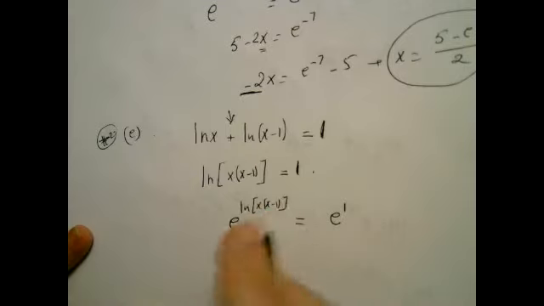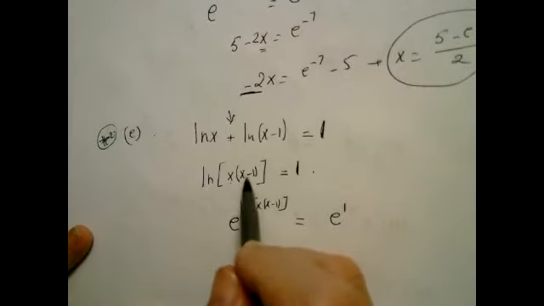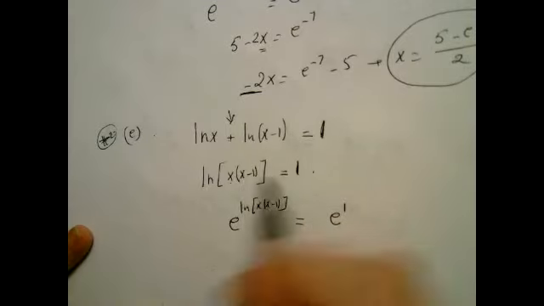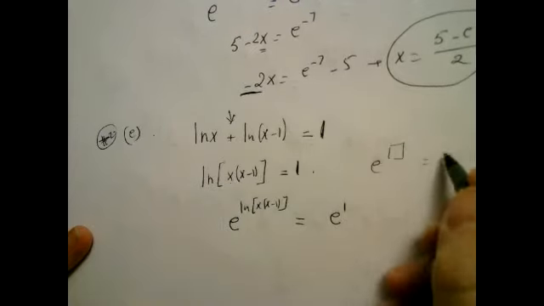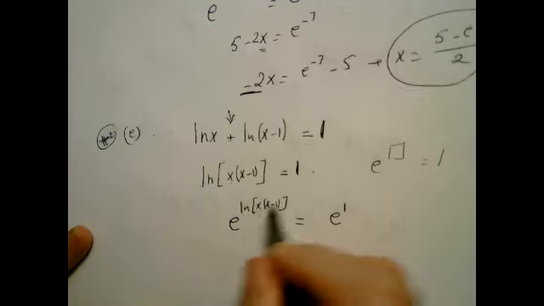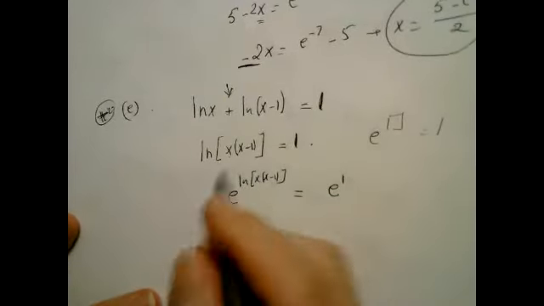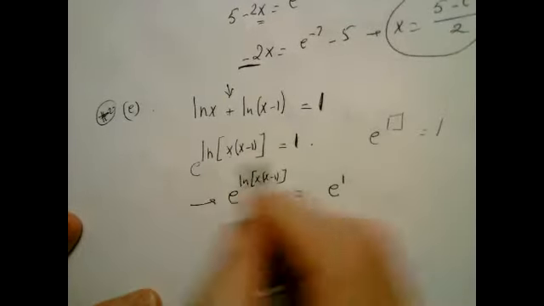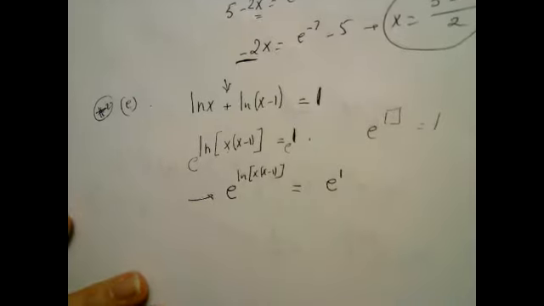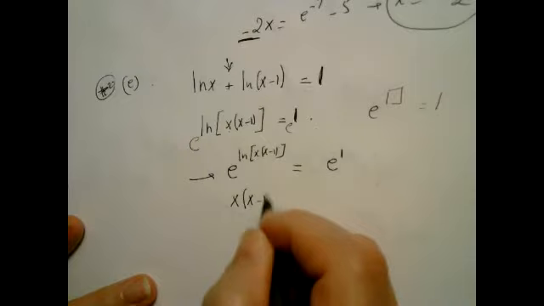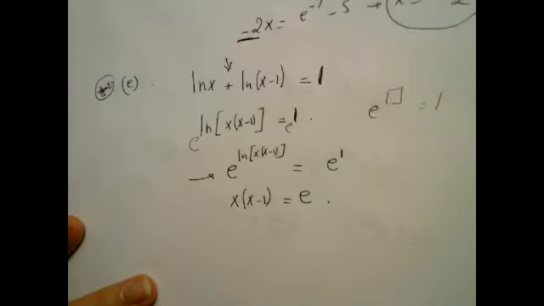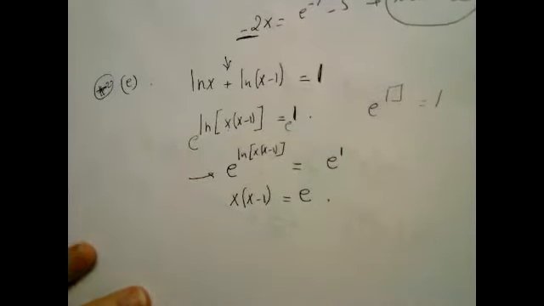Or you can use the definition. If ln of x times x minus 1 equals 1, by definition, it means the log is the power of e that gives me 1. It means x times x minus 1 equals e. But that's really the easiest way. You say e to this equals e to that. All right, and now we're not done, sorry, but we're there. Equal to e. How am I going to solve this one?